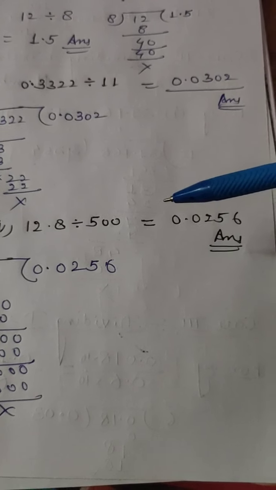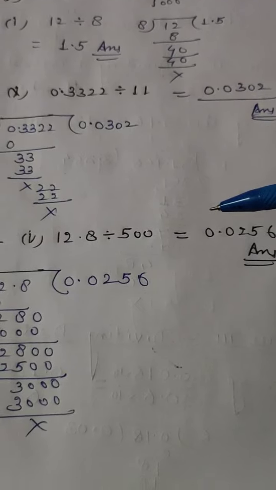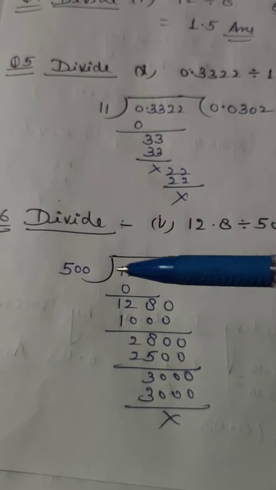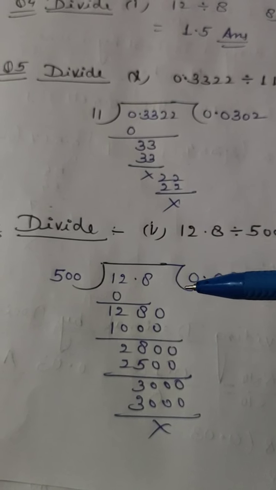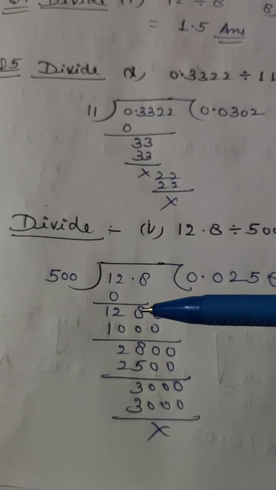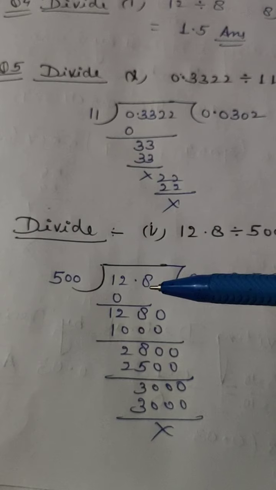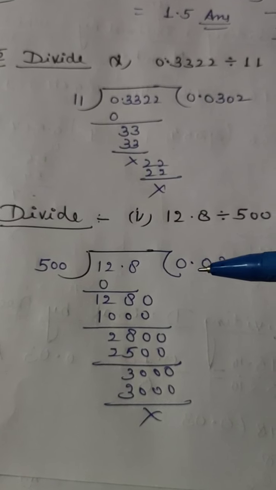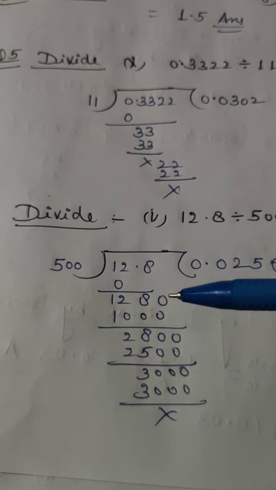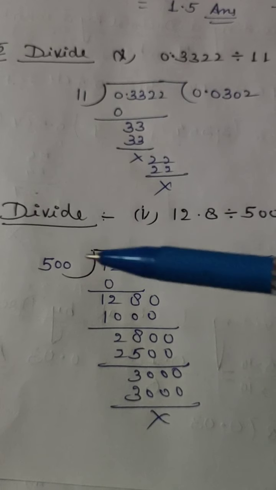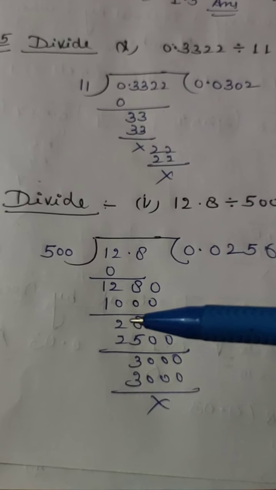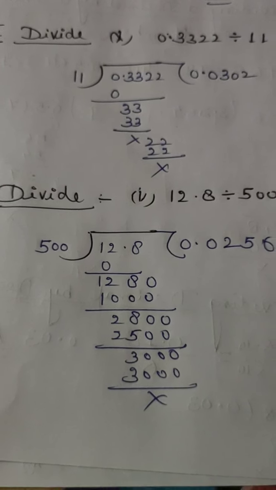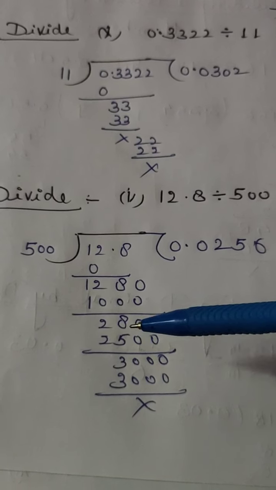So what I have got here, I have written 500 here and 12.8 here. 12 cannot be divided by 500, therefore I have written 0. The decimal is taken out. Then I have put 8 over here. It can still not be further divided. Then I have added one 0 over here. Then 500 into 1000. What is the answer? 280 is the remainder left.